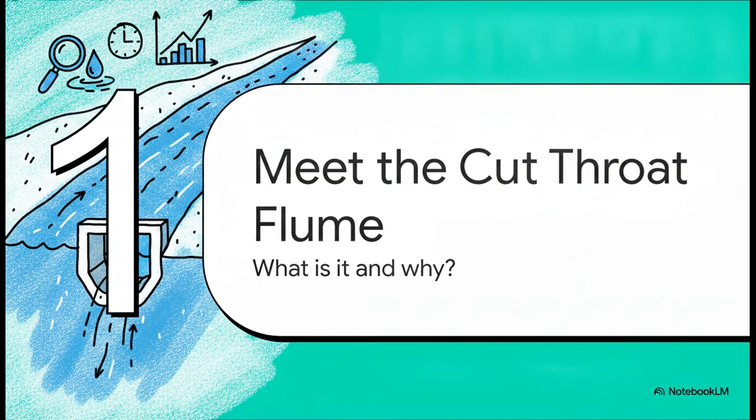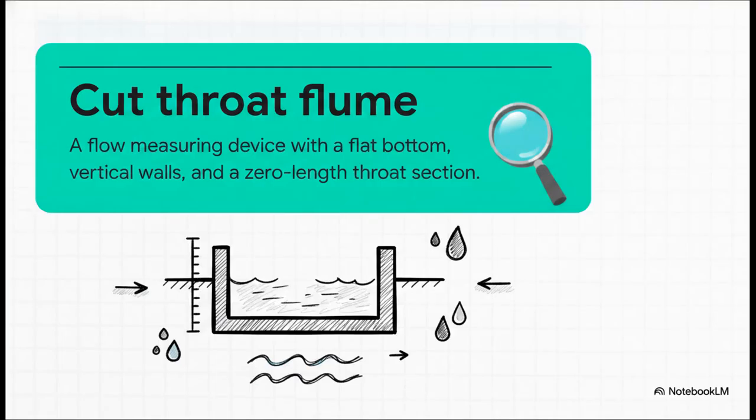Meet the cut-throat flume. What is it, and why do we use it? So we're starting off by trying to solve a pretty major problem in open-channel hydraulics. When you've got water flowing through an irrigation canal, you absolutely have to know how much water is moving at any given second, right? Without that, efficient distribution is just a guessing game. So, how do you measure a flowing river or canal without stopping it? That's where this device comes in.